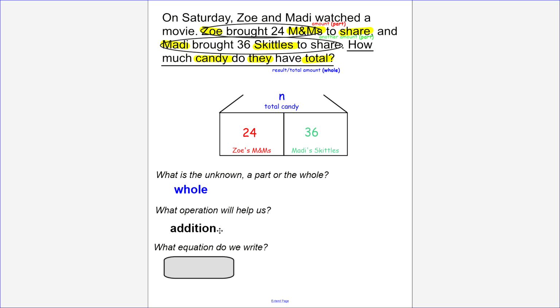Finally, what equation would we write to solve this problem? Yes, we would write the equation 24 plus 36 equals n, because part plus part equals whole. I would like you on your piece of scratch paper to actually solve the problem 24 plus 36 equals n. What does n equal? You're absolutely right. In this problem, 24 plus 36 equals n equals 60. So we now know that the girls have 60 pieces of candy total to share.